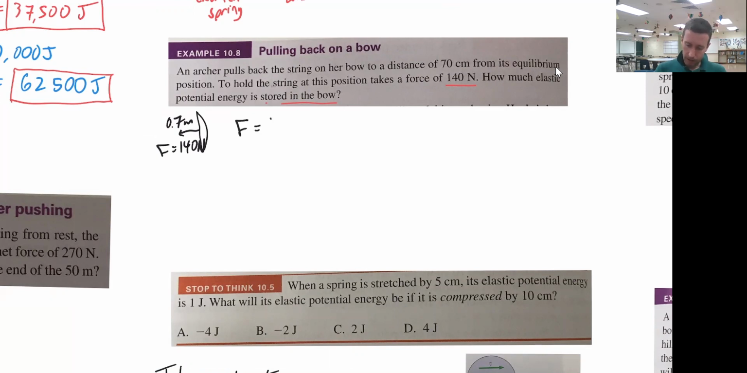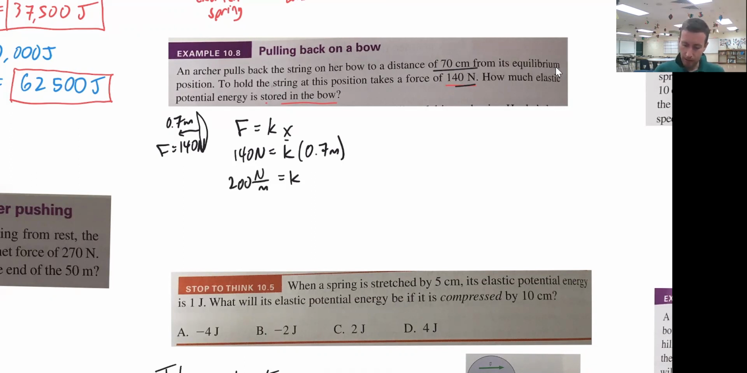Force is equal to kx. 140 newtons is equal to the spring constant times x, which is 70 centimeters, 0.7 meters. So then my spring constant is 140 divided by 0.7, 200 newtons per meter. Okay, so that's my spring constant.